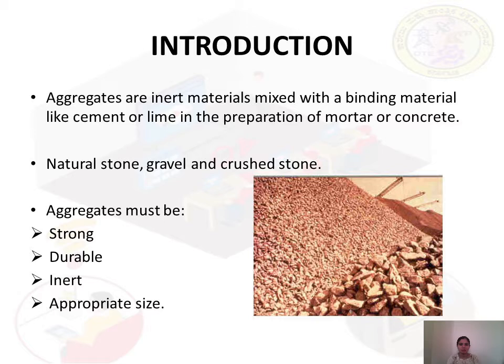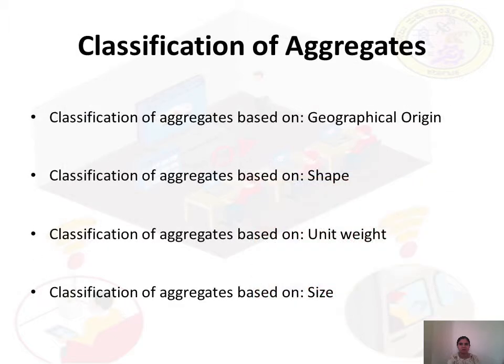Next we'll move on to the classification of aggregates. Aggregates are classified in many ways. The first one is aggregate classification based on its geological origin, and then aggregate can be classified based on shape, based on unit weight, and based on its size. We will just go through one by one.